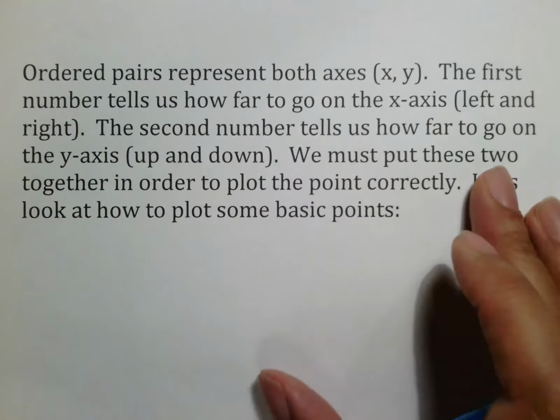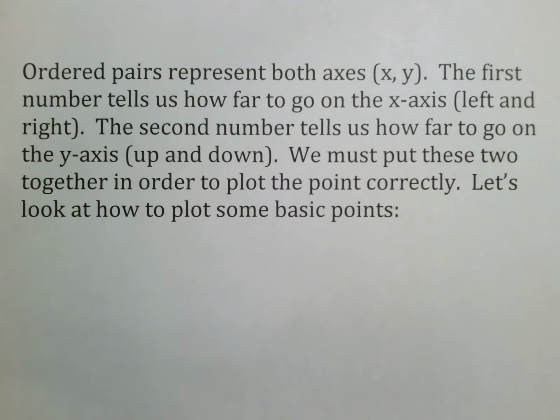It says ordered pairs represent both axes, x and y. The first number tells us how far to go on the x-axis. Remember, that's the left and right direction. The second number tells us how far to go on the y-axis, which is the up and down direction.